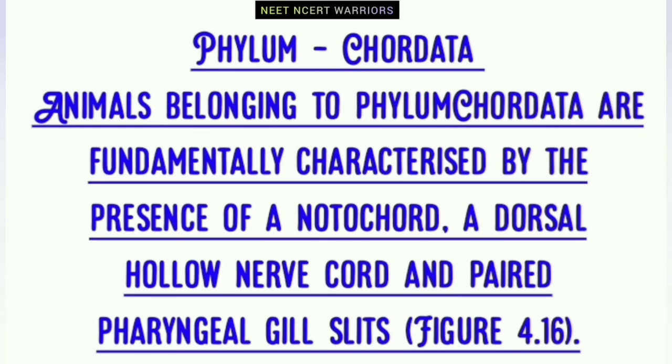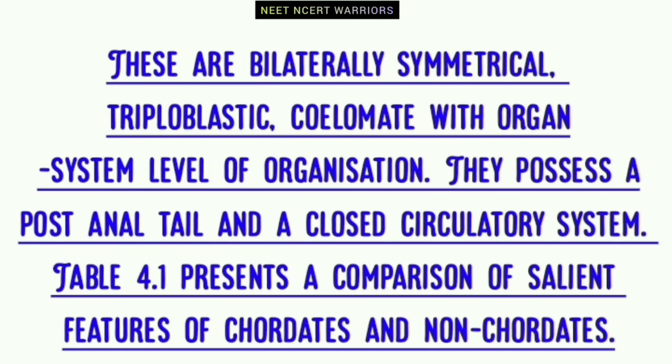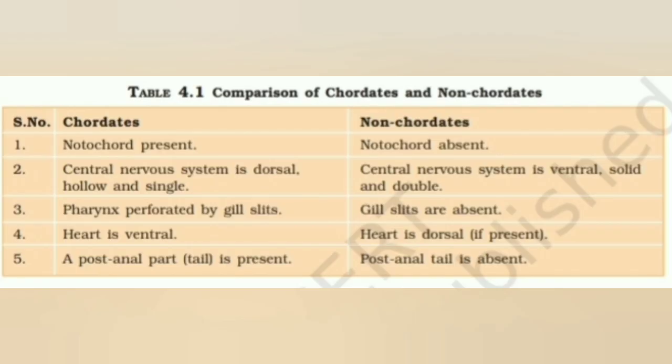Topic: Phylum Chordata. Animals belonging to phylum Chordata are fundamentally characterized by the presence of a notochord, a dorsal hollow nerve cord and paired pharyngeal gill slits. These are bilaterally symmetrical, triploblastic, coelomate with organ system level of organization. They possess a post-anal tail and a closed circulatory system. Table 4.1 presents a comparison of salient features of chordates and non-chordates.